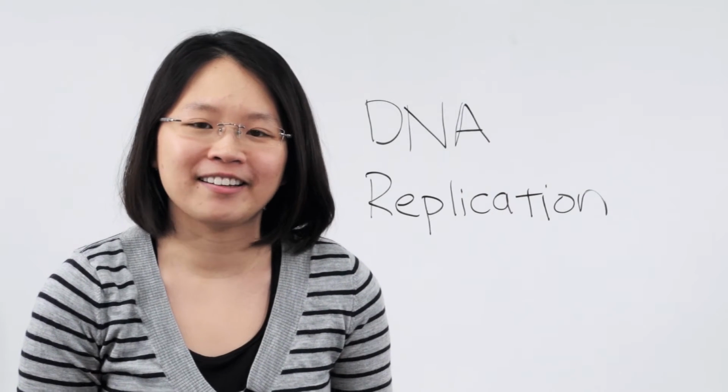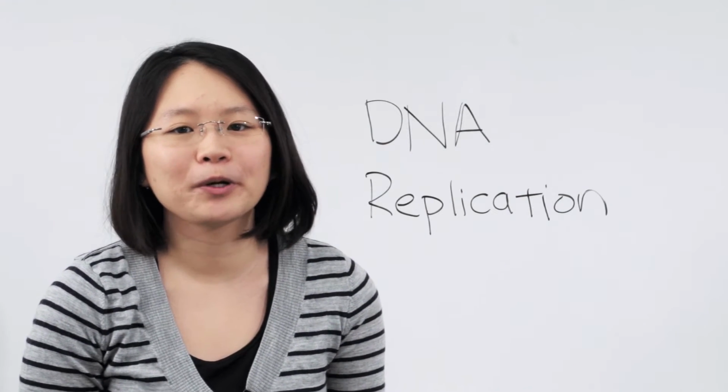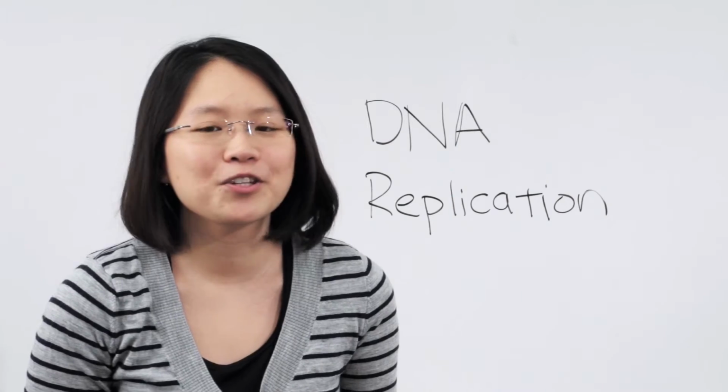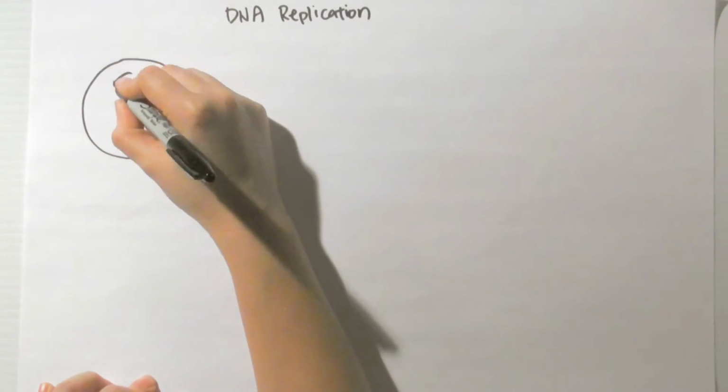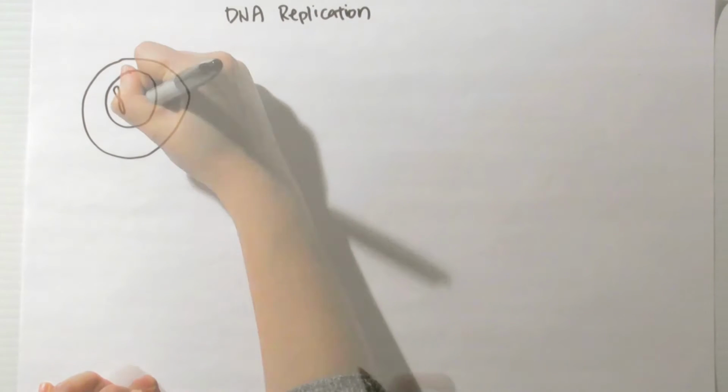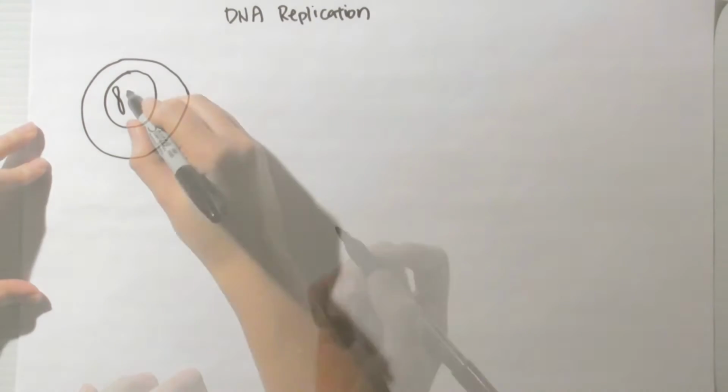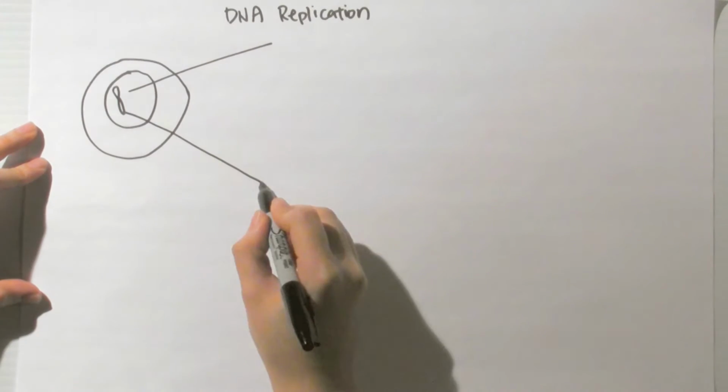Hi, it's Charlene again. In this video, we are going to look at DNA replication. So let's get started. So here's a cell and a nucleus, and here's a chromosome. Now, before this cell can divide, it needs to replicate its DNA so that its daughter cells will have the same amount of DNA as it does. And let's zoom in on this chromosome.